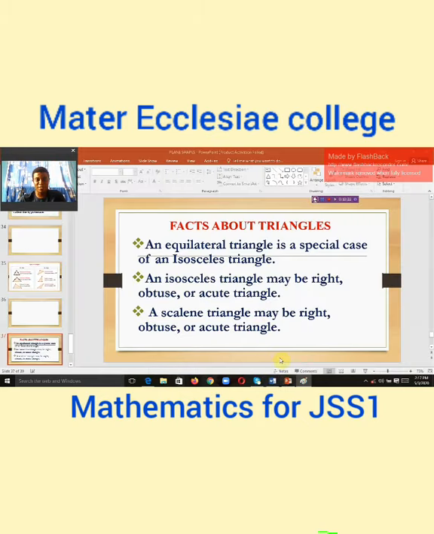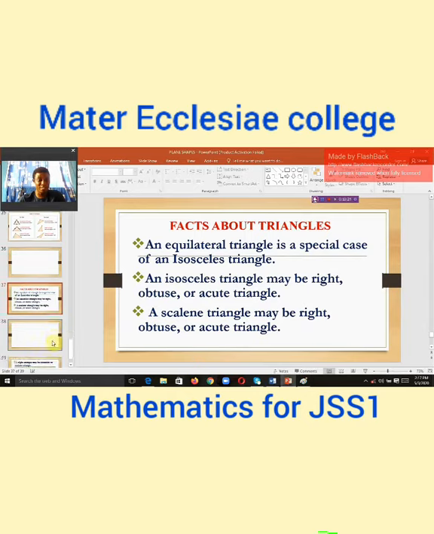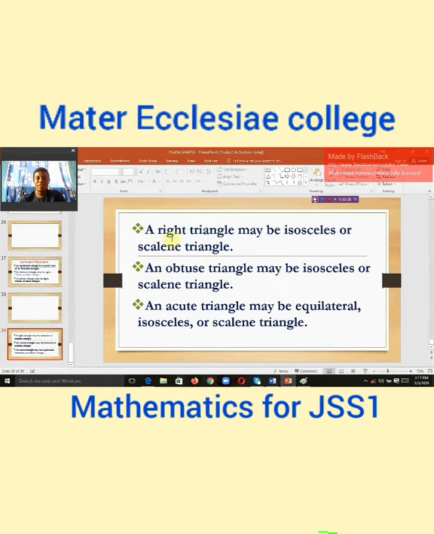So let's move back. I think the other part is just what I said just now. So a right angle triangle may be isosceles or scalene. Obtuse may be isosceles or scalene. Acute may be isosceles, equilateral, or even a scalene triangle. So even an acute triangle may also be an equilateral triangle.